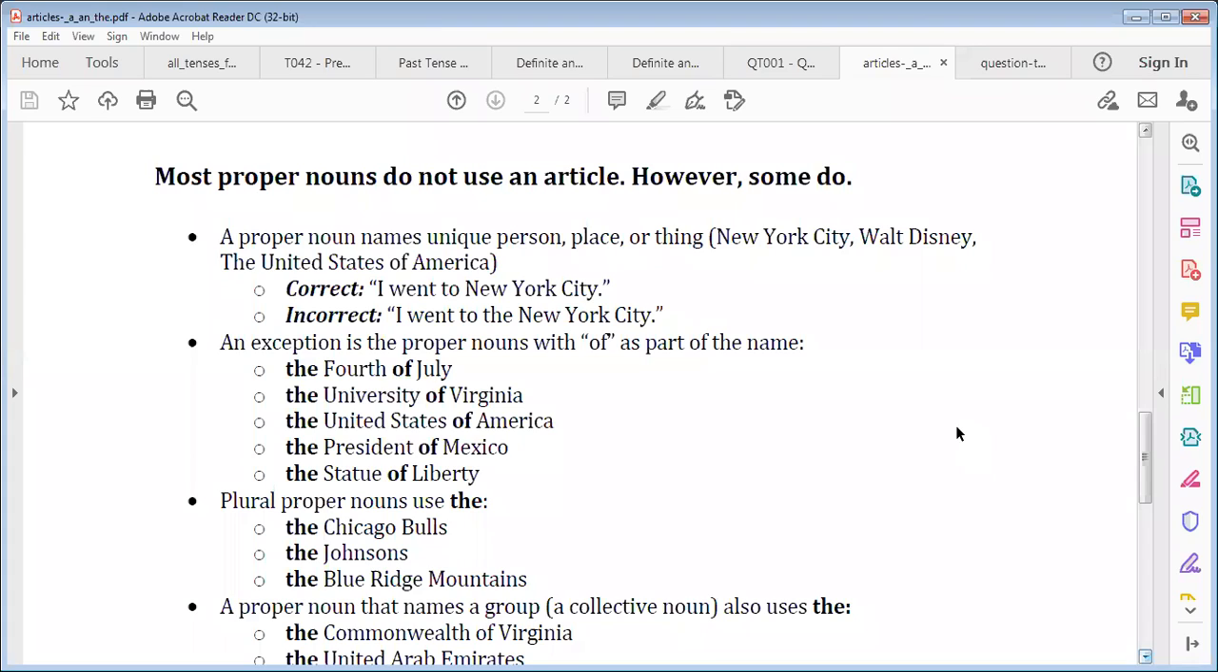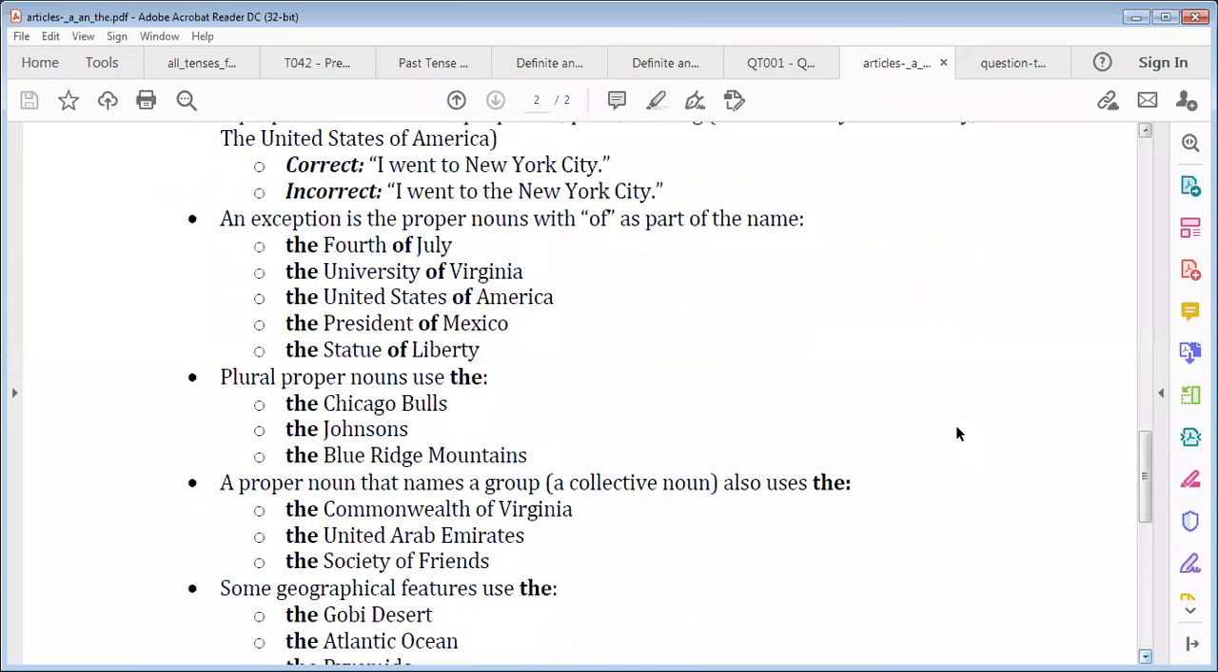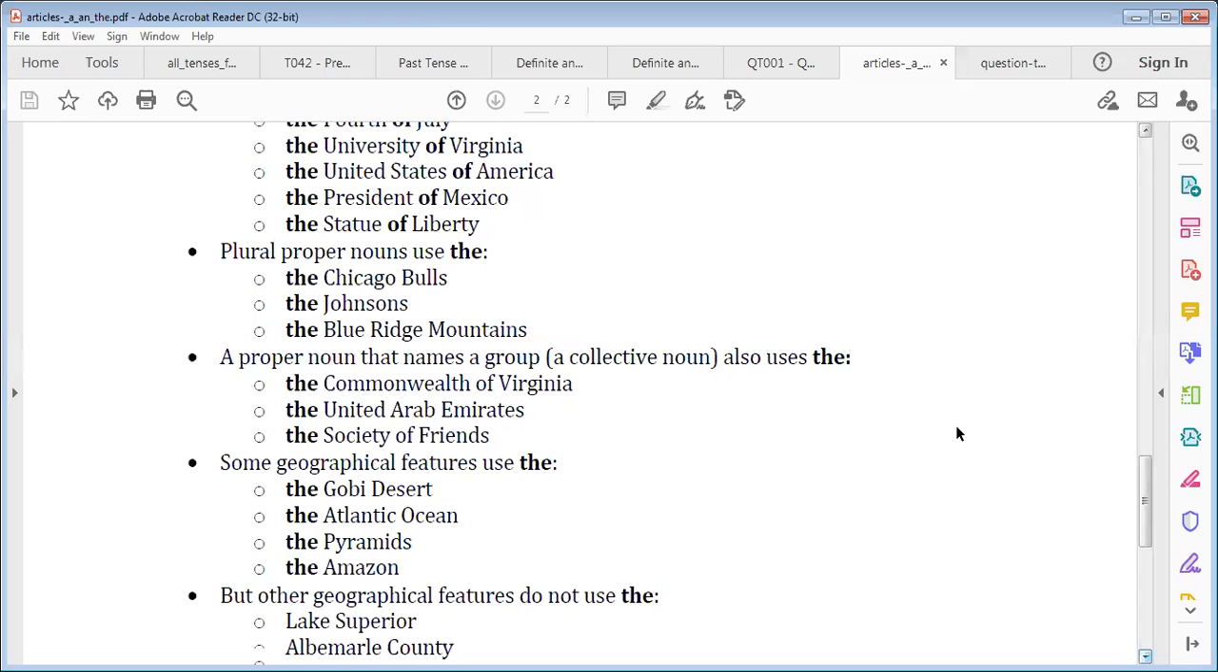An exception is the proper nouns with of as part of the name. Okay, so if you have 4th of July, University of Virginia, United States of America, President of Mexico, Statue of Liberty, here you will use the. Then plural nouns. There are a few plural nouns which go with the. For example, the Chicago Bulls, because it is the name of a team. The Johnsons, the Blue Ridge Mountains. It's a mountain range.